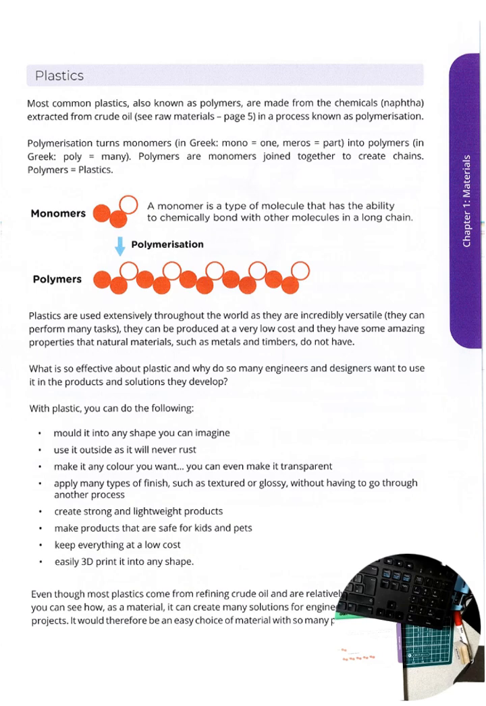With plastic, you can do the following: mold it into any shape you can imagine. Use it outside as it will never rust. Make it any color you want. You can even make it transparent. Apply many types of finish such as textured or glossy without having to go through another process. Create strong and lightweight products. Make products that are safe for kids and pets. Keep everything at a low cost, and it's also easy to 3D print into any shape.